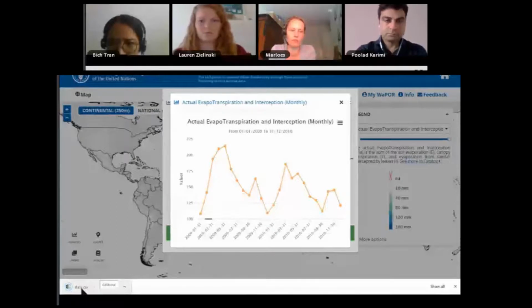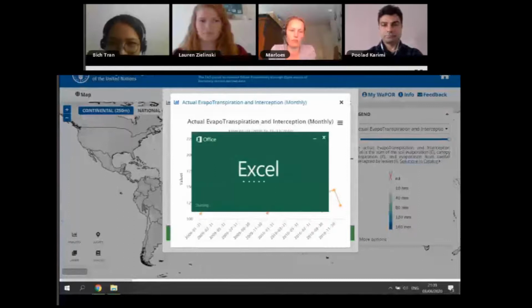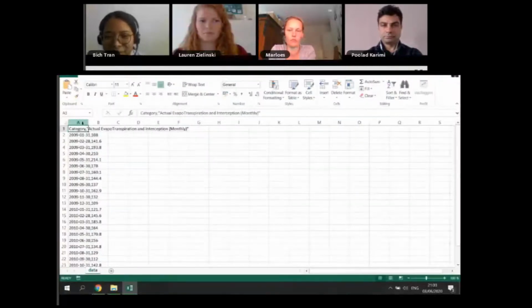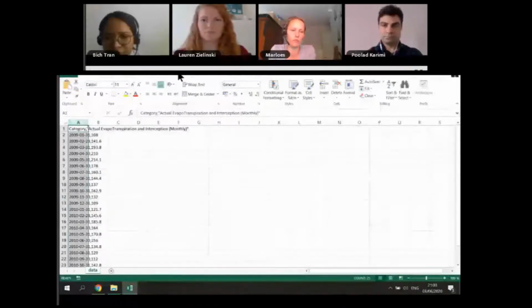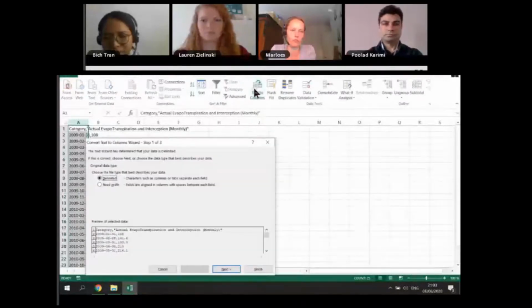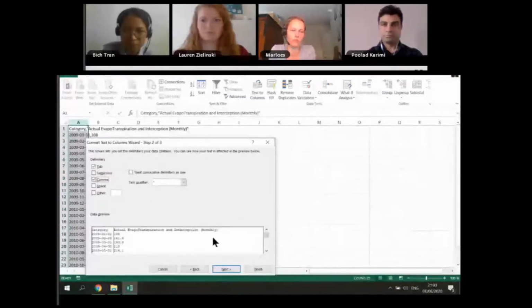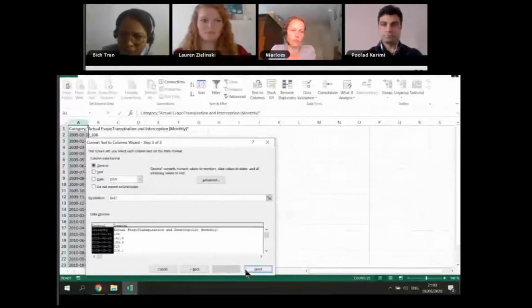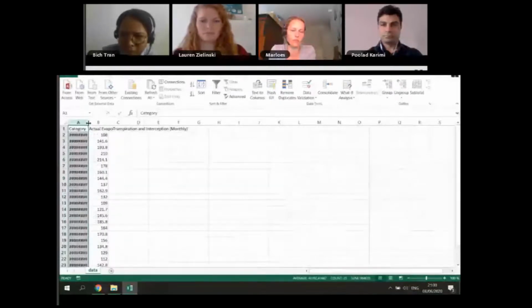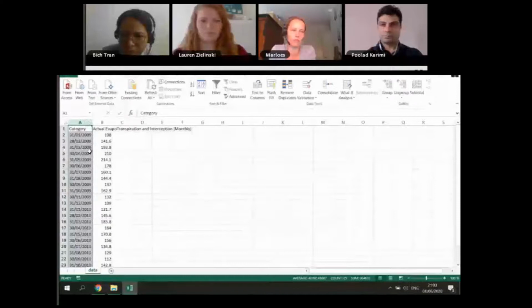And then a CSV file is downloaded. You can click on this to open in Excel, for example. Here we see the date and the value separated by comma. So I will convert text to columns in delimited mode to separate the date and the value by comma. After that, you will have 2 columns of data.